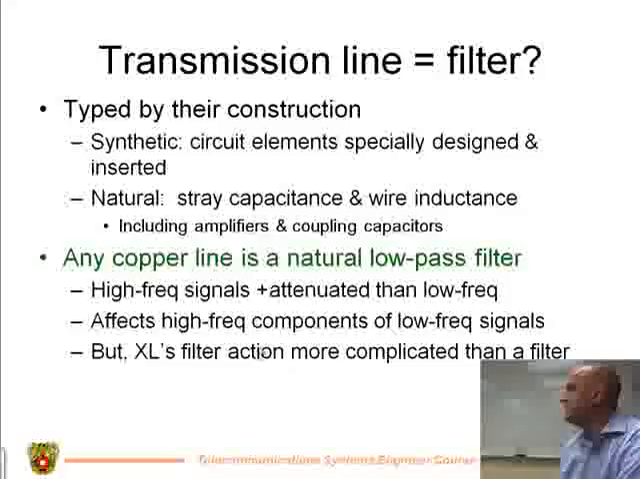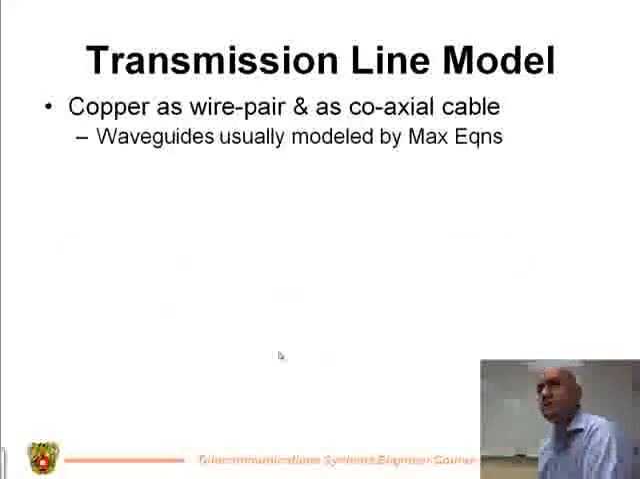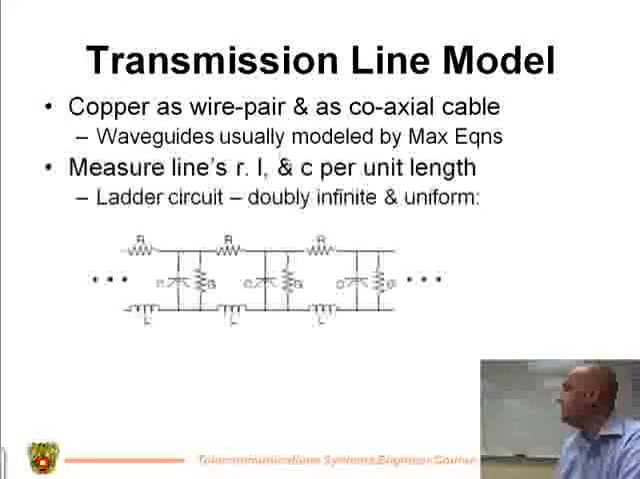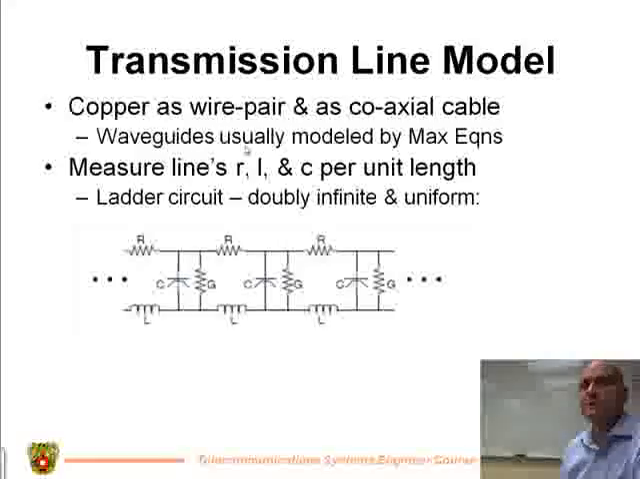And the problem is it's a little more complicated than a filter because it also changes the phase and messes with things like that. So what we're going to do is either wire pairs or coax. We can model both of those as transmission lines. If we use waveguides, we pretty much just use Maxwell's equations.